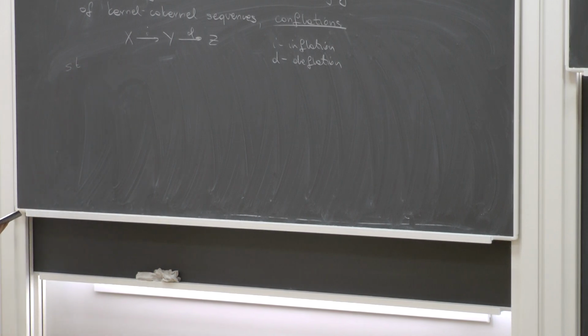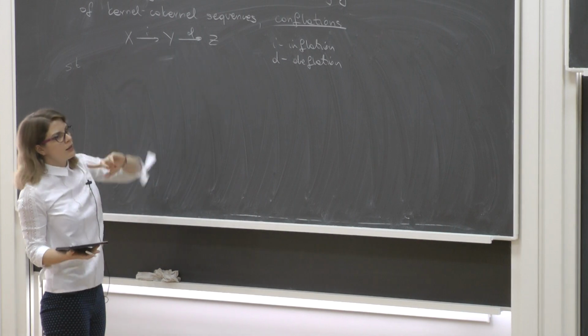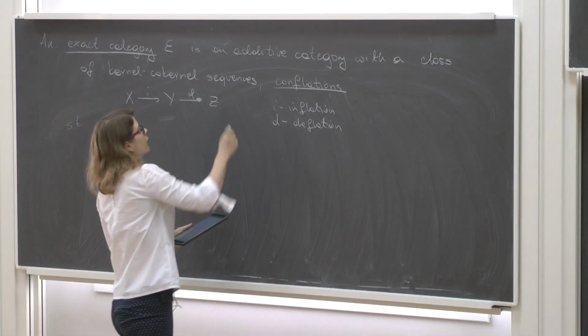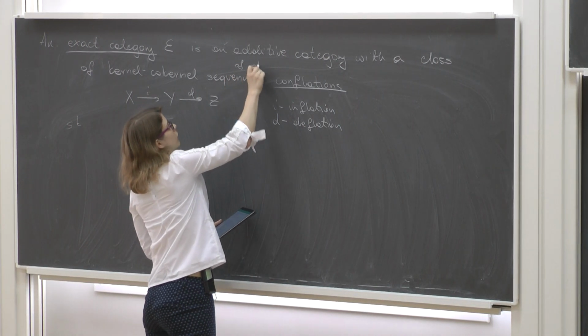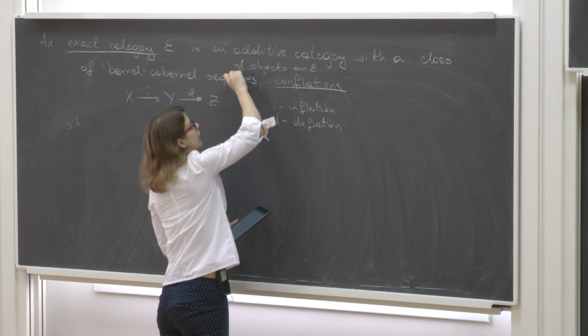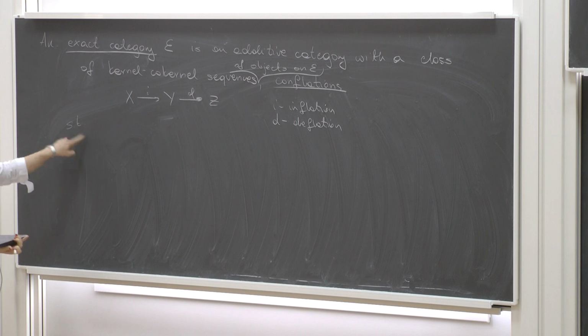So first of all, the identity needs to... I have sequences of kernel-cokernel sequences of objects of E. For any object, we have this sequence. Okay. And now I tell you what axioms they satisfy.